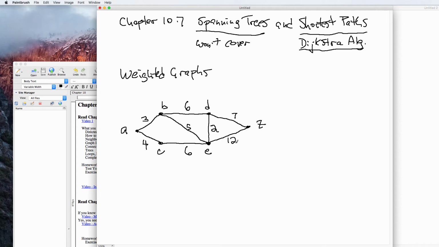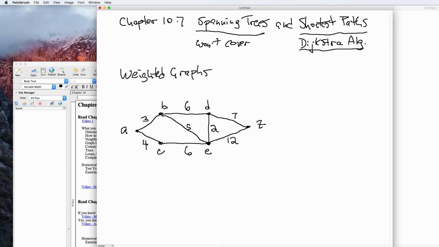12. Okay, so this is a weighted graph. Between any two points we have an edge, and on an edge there's a number associated. Now what could this possibly mean? There are lots of interpretations to this.